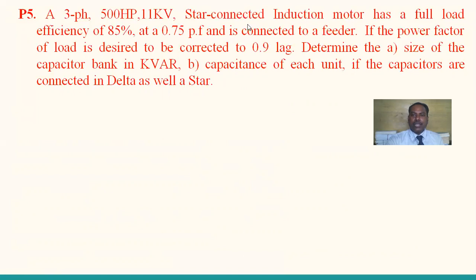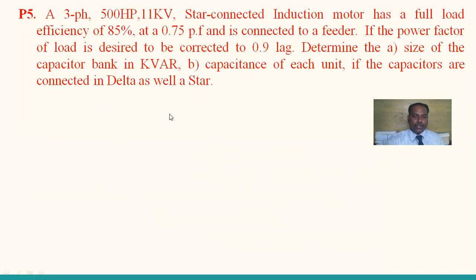So this is the star connected induction motor with all details, power efficiency, voltage level, 3-phase, everything is given, with a power factor of 0.75, and it is connected to the feeder. If the power factor of load is desired to be corrected to 0.9 lag, so 0.75 is to be corrected to 0.9 lag, determine first, the size of the capacitor bank in kVAr. Second, the capacitance of each unit if the capacitors are connected in delta as well as star. This is the given problem.